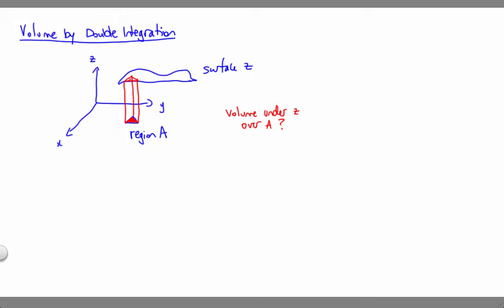And if I were to shade in the volume, I'll just shade it in lightly so that we can still keep some perspective here. You can see that we've created a three-dimensional solid, and we'd like to try to calculate the volume of that solid. So the base of the solid is given by that region A that we had at the start of the problem, and the top of the solid here is formed by whatever surface Z we're working with.